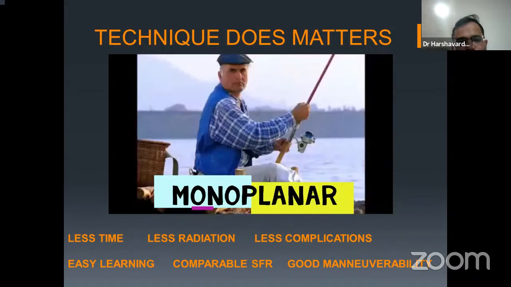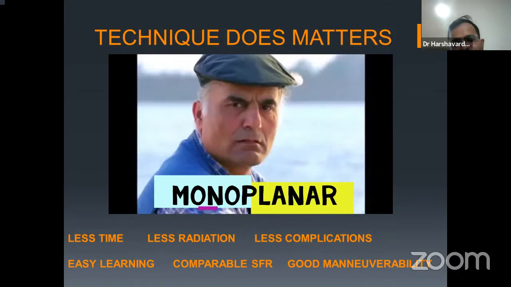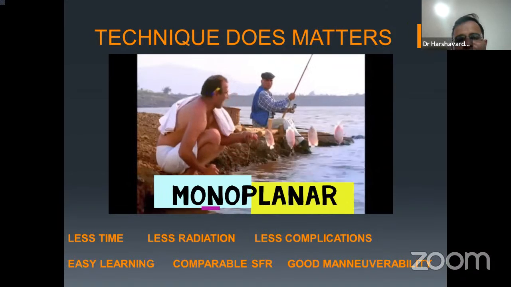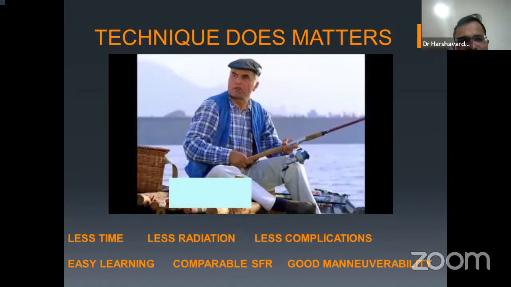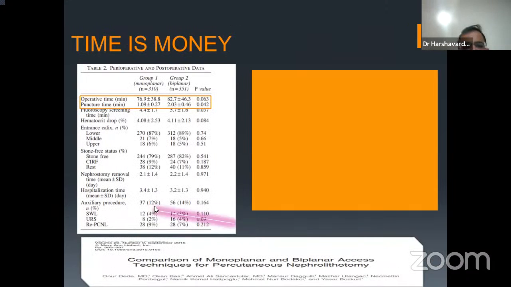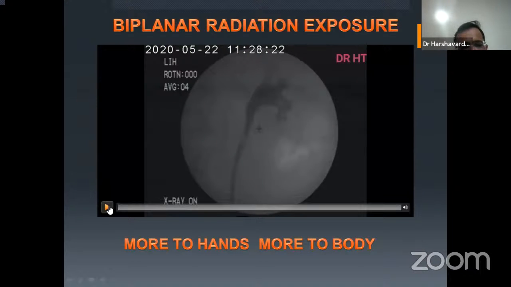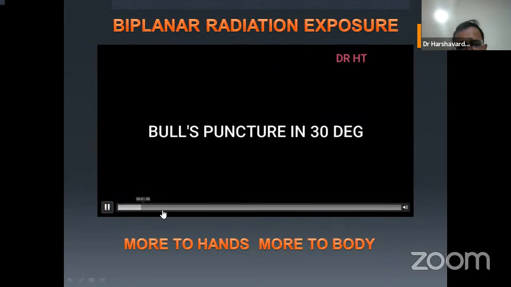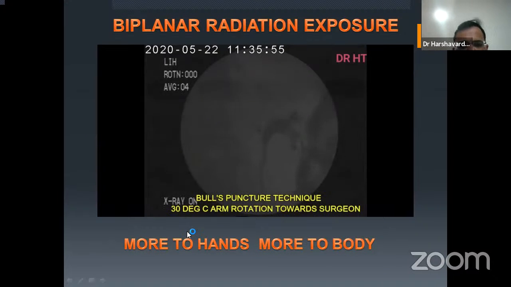Here I am showing a monoplanar man sitting beside the persons who are doing all the hybrid, biplanar and triangulation techniques, and within a few seconds he comes out with the fish. So this is the monoplanar technique. It is very easily reproducible. I won't go into the details, but here I want to show the radiation exposure in a biplanar technique. It's a bullseye technique I am doing in this case. When using the bullseye technique, there is a lot of radiation exposure towards the surgeon's hand at 30 degrees. This is avoided in the monoplanar technique.